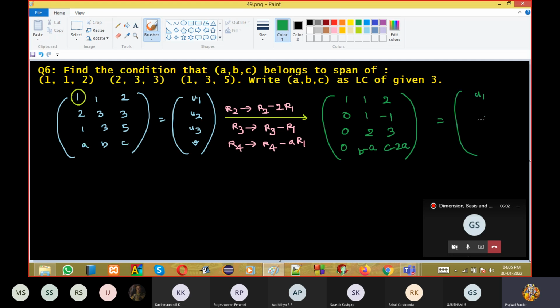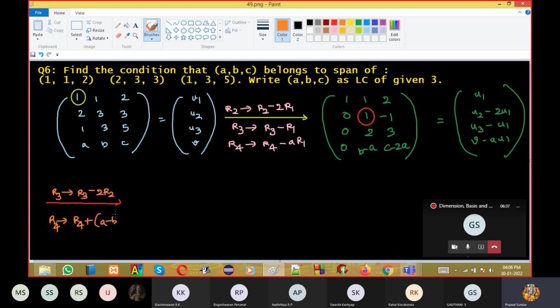Whatever operation I perform here, I also perform here. So I have U1, U2 minus 2U1, U3 minus U1, and B minus a into U1. Next I keep this as pivot. Before performing operations, I could multiply, but it's not required. From row operations, row 3 becomes row 3 minus 2 row 2, and row 4 becomes row 4 plus (a minus b) into row 2.